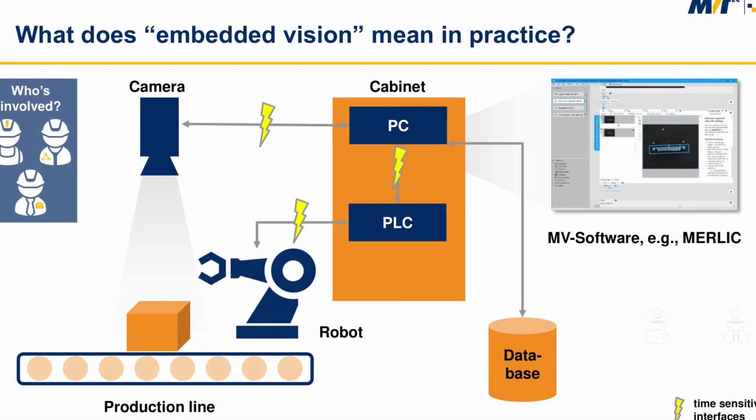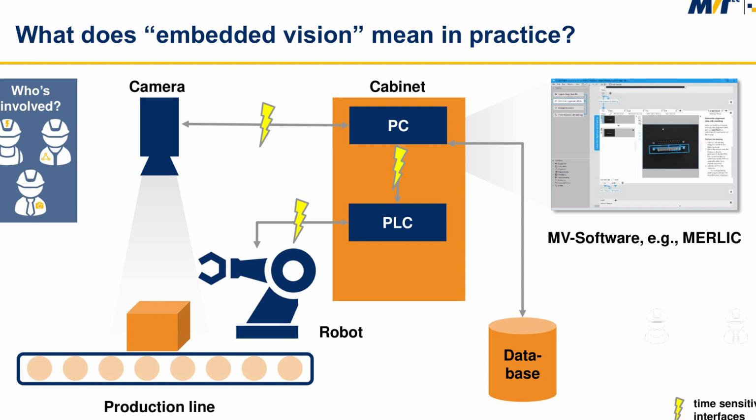Coming to the practical part of this presentation, practical in the sense that we're talking about applications. This is a standard PC-based system in the field with the typical components of this kind of application. You have your camera, and you have your cabinet with an integrated PC where you run your vision software. For example, here we see Merlic running an application. The PC is connected to the PLC, and the PLC controls the motion of the robot, for example.